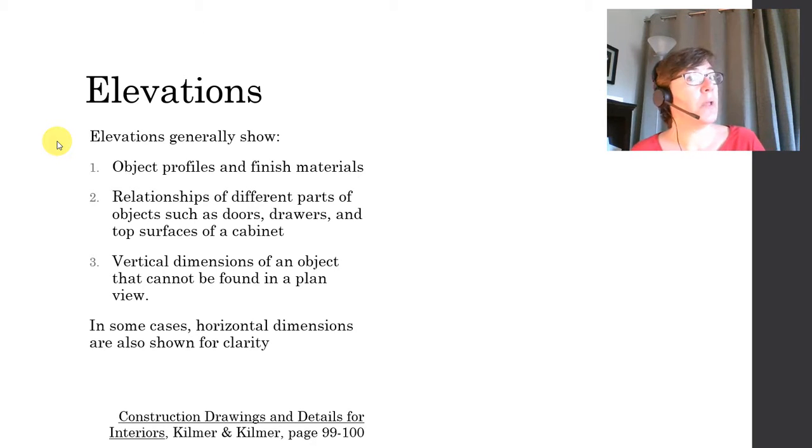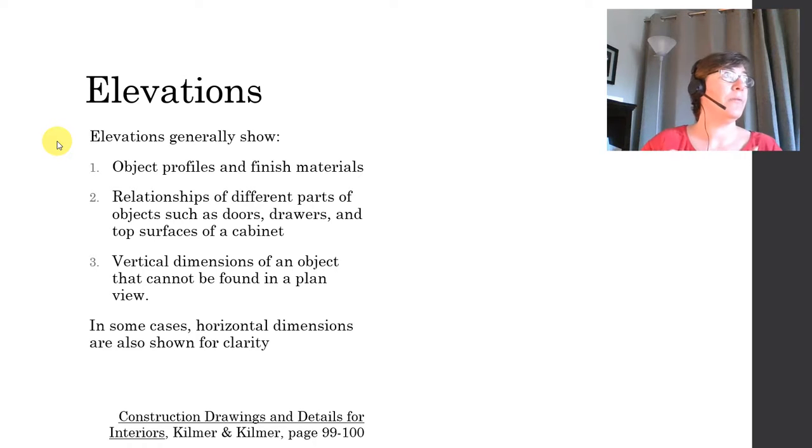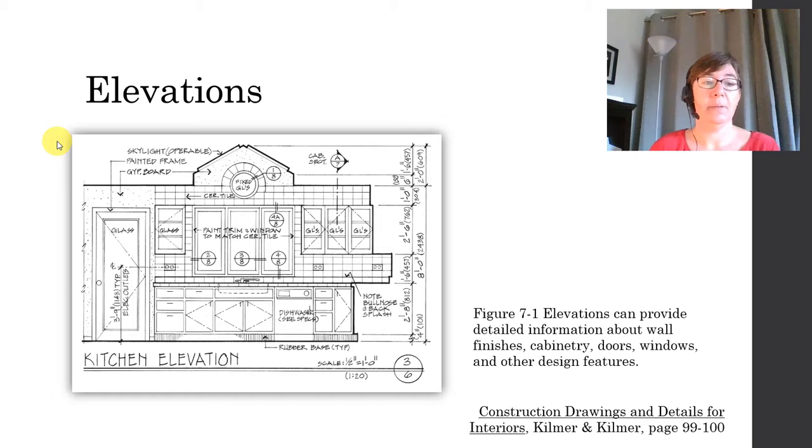Do you show horizontal dimensions in an elevation? The answer is yes. Any object where you see more detail in the elevation, where you've got some vertical demarcations, then you're going to add those horizontal dimensions to your elevation. Let's take a look at a couple of examples to clarify this here. So here's an example of an interior elevation of a kitchen area.